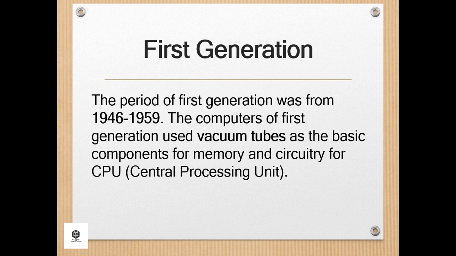Let's talk about the first generation. The period of first generation was from 1946 to 1959. The computers of first generation used vacuum tubes as the basic components for memory and circuitry for CPU or central processing unit. These tubes, like electric bulbs, produce a lot of heat and the installations used to fuse frequently. Therefore, they were very expensive and only large organizations were able to afford it.